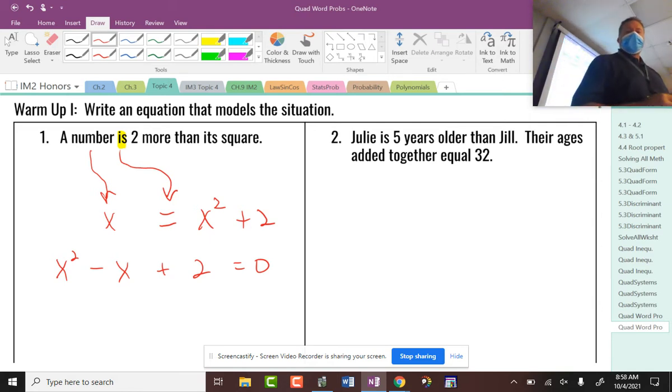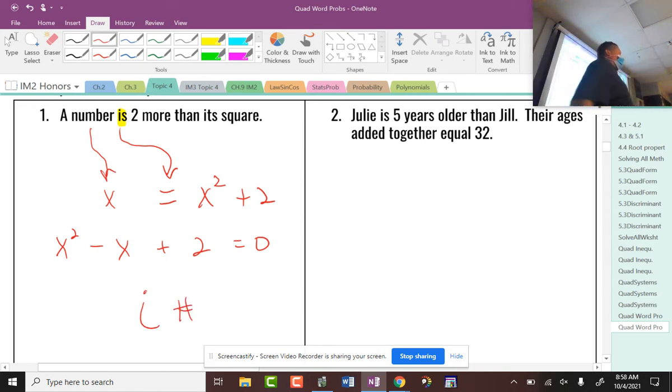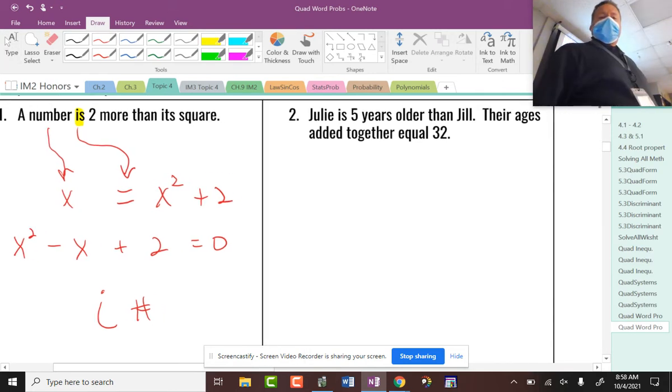So proceed on and go to the quadratic formula. I think this would produce an i number situation. We want to keep these real-world problems real, so I'm just going to leave it at that.